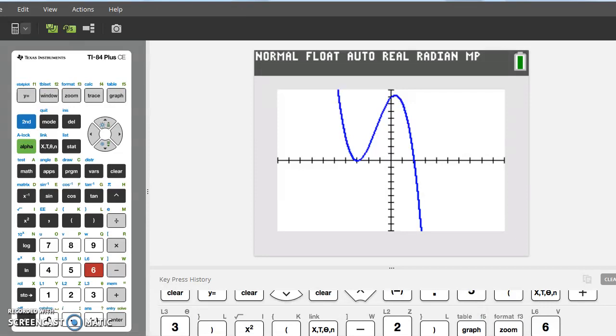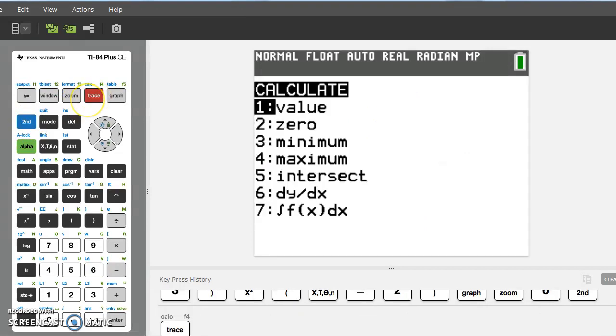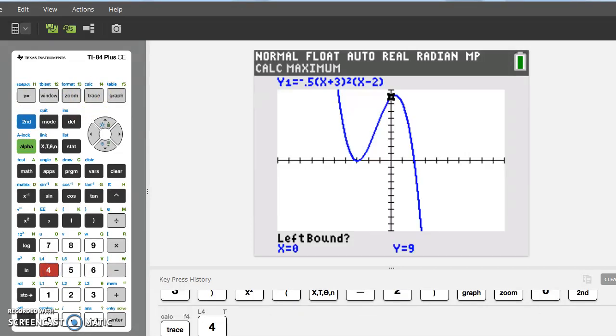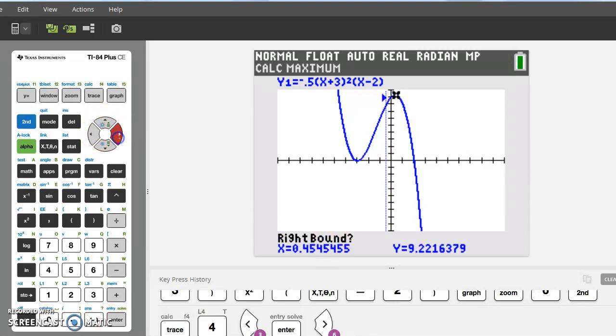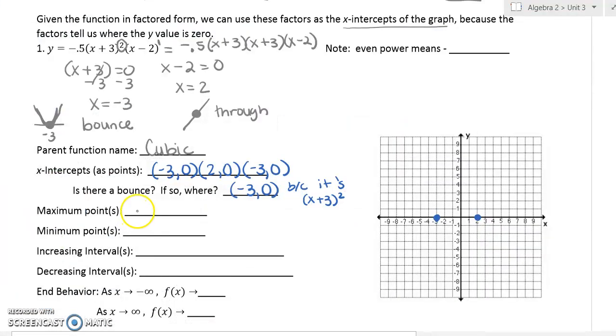There are a couple points that I want to find. One of them is a maximum point and a minimum point according to my paper. So let's start with the maximum point, which is right there. We're going to do second trace maximum, which is number 4. And I'm going to do left first, enter, right of the point, enter, and enter one more time. And here's the maximum, 0.3 repeating, comma 9.25. So we'll just say 9.3. So the answer is going to be at 0.3 comma 9.3.